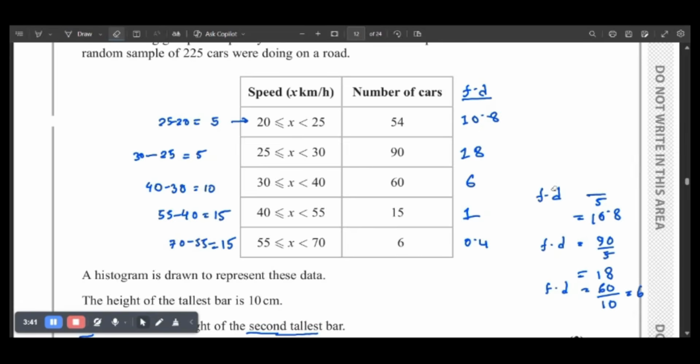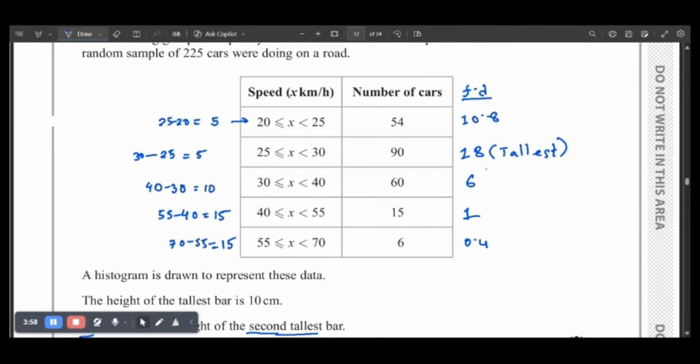As we have calculated the frequency density, we can just choose the class with the largest frequency density as the tallest one. So this is the tallest one. It has the highest frequency density. Our second tallest one is this one.